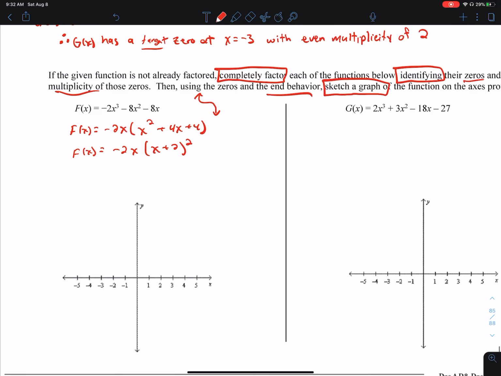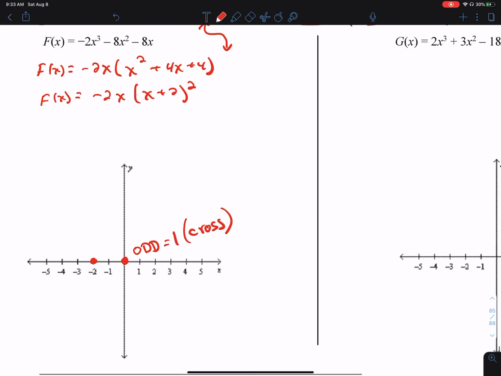So here's what this tells us. We have a 0 at 0. And we know that it's odd multiplicity, which means we are crossing. Actually, we know a little bit more than that. It's an odd multiplicity of 1. So we know it crosses here. At x equals -2, this is an even multiplicity of 2, so we know that it's tangent.